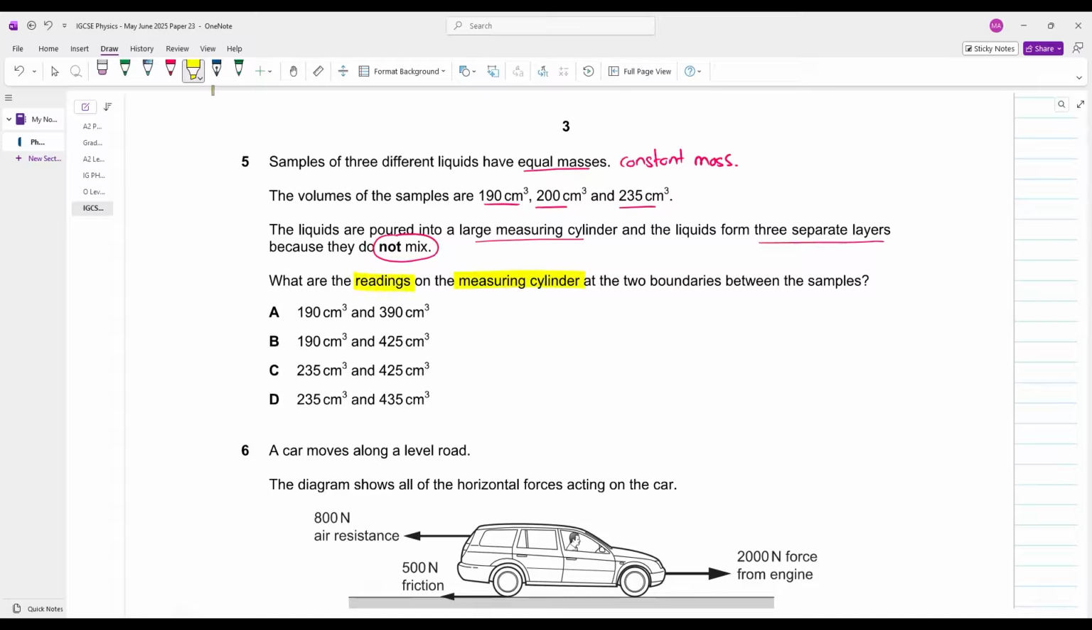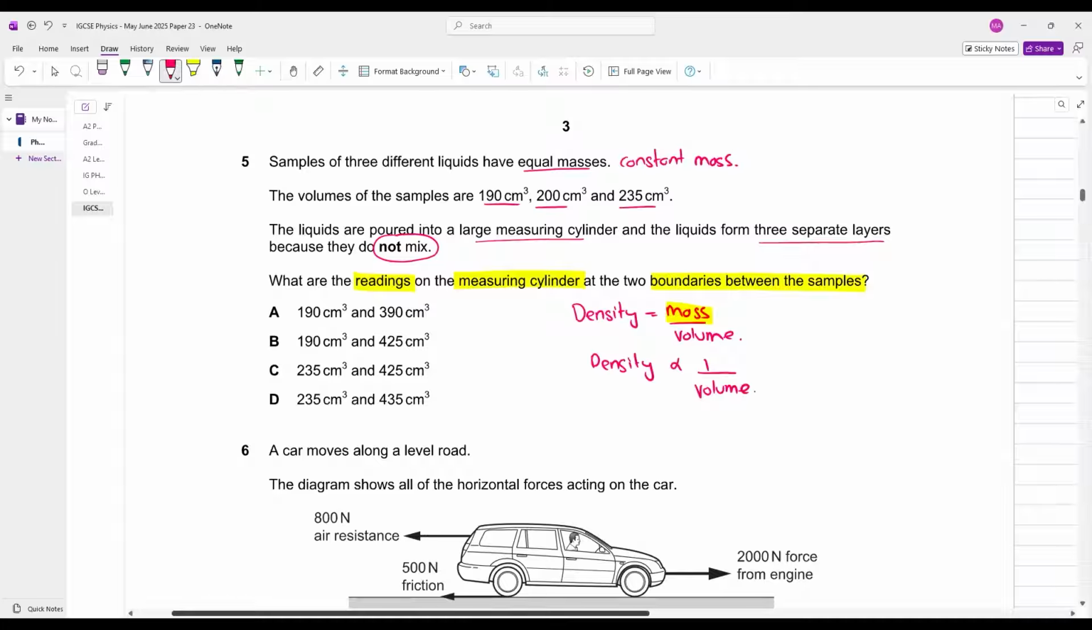You have to find the readings on the measuring cylinder at the two boundaries between the samples. First of all, children, do you realize density is equal to what? Mass over volume. If your mass is constant, or if you have equal masses, what will you do? Density will become inversely proportional to volume. If your mass is constant, you can replace that with a proportionality sign. Density becomes inversely proportional to volume.